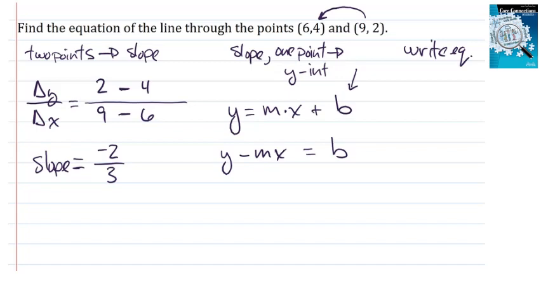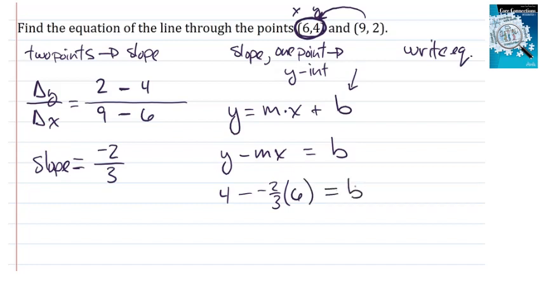Now I'm going to choose to use this first point, the 6, 4. So if I use that point, you can see I've got an x value of 6 and a y value of 4. So I'm going to plug those into this expression. For y, I've got a 4 minus, now this is interesting, it's minus negative 2/3, right? Because my slope was a negative 2/3. So it's 4 minus negative 2/3, and then I'm going to multiply that times x, which is 6. And that is what b should equal.